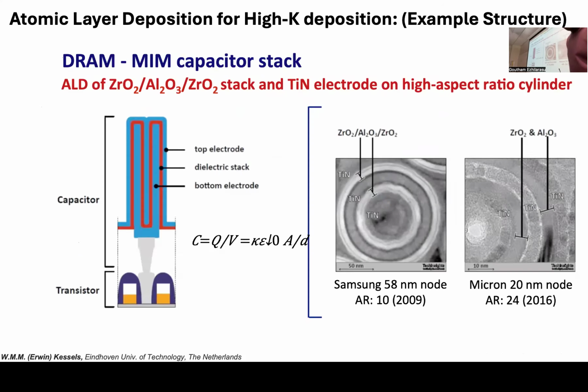And here's an example of a structure that you can make with ALD. This is a so-called MIM capacitor, a metal insulator metal. The way this particular structure is built is this is your transistor, and then on top of it you have this capacitor. So you have a bottom electrode with titanium nitride, then a top electrode, and in between them, in this case, zirconium oxide is used as a dielectric. Using this, they've essentially made a metal insulator metal capacitor. And you can see here, this is the top view of the structure.